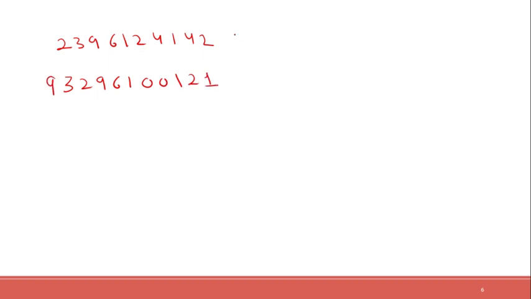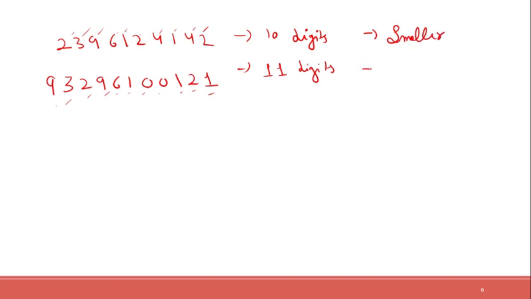So in questions we get numbers like these, with many digits. So if anybody asks you which will be the greater number and which will be the smaller number, then just count the digits: 1, 2, 3, 4, 5, 6, 7, 8, 9, 10. This number has 10 digits. 1, 2, 3, 4, 5, 6, 7, 8, 9, 10, 11. This number is having 11 digits. So this number by default will be smaller, and this number will be greater. Clear?